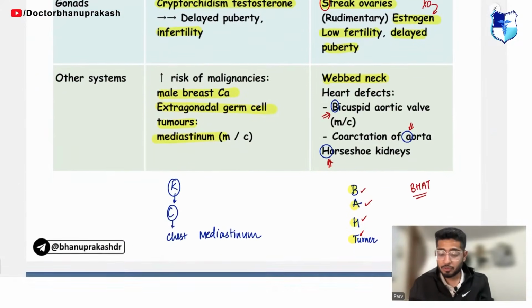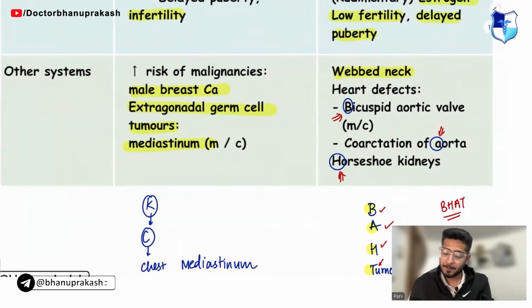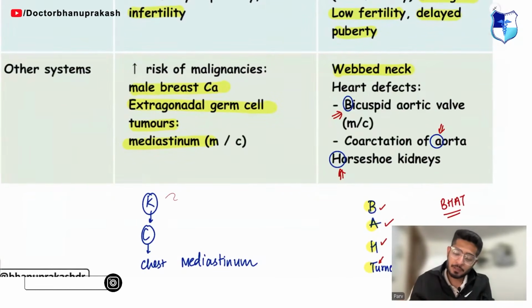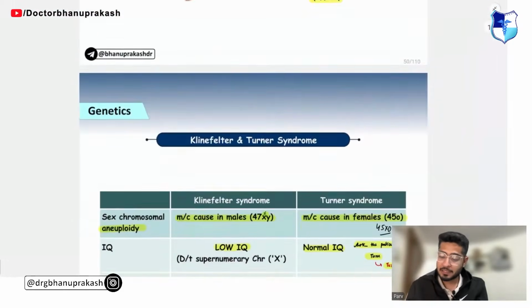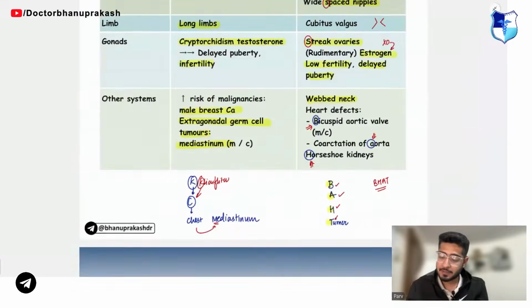are highly going to go to what? Going to go to your mediastinum. So just remember K for Klinefelter. K and C are rhyming. So C for chest, and from chest you can remember that most of the time they are going into the mediastinum. So this was about Klinefelter versus Turner's.